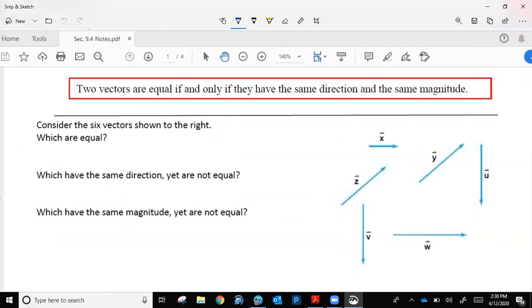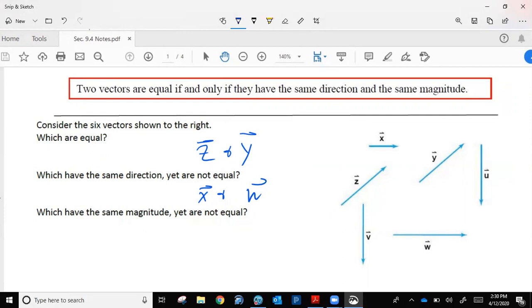I'm not going to run through all of these cases, but for instance, eyeballing this without a ruler or protractor, I would say vector z and vector y are equal to each other. They appear to have the exact same size, and they appear to be pointing the exact same direction. Which have the same direction yet are not equal? Just one case of this, I'm not going to go through all of them, would be vector x and vector w. X and w are both pointed out towards 0 degrees, but they are not the same size.